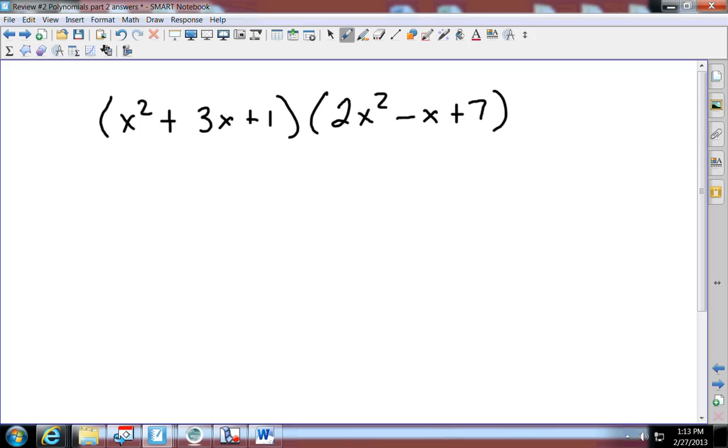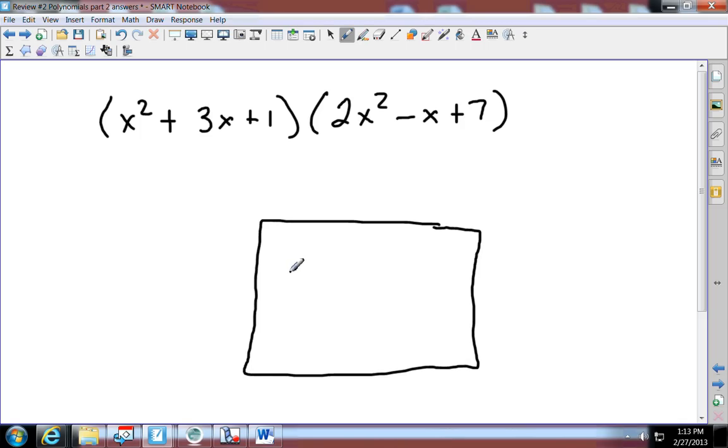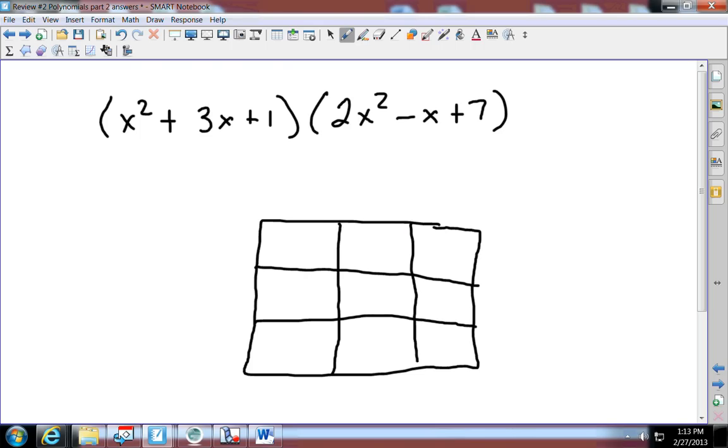Now, what we've done on the front side is a binomial times a binomial. This time we're doing a trinomial, a 3 times a 3. So when you go to do this, I'm going to draw this out, and I'm going to have it a 3 by a 3. I have x squared plus 3x plus 1, and 2x squared minus x plus 7. Now go through and let's multiply.